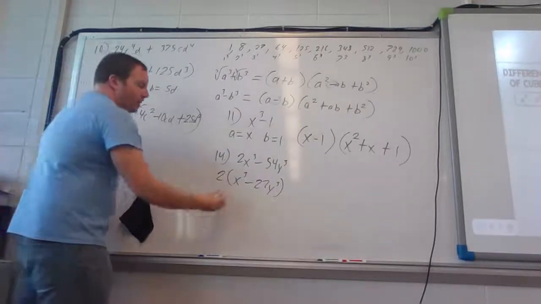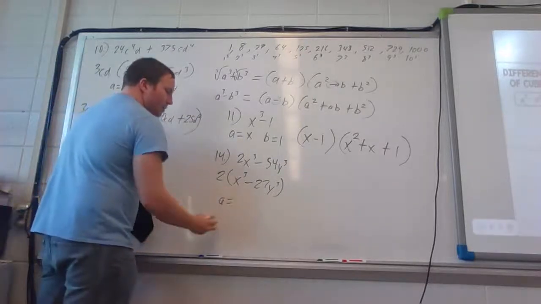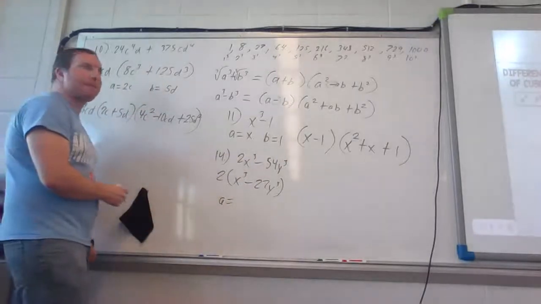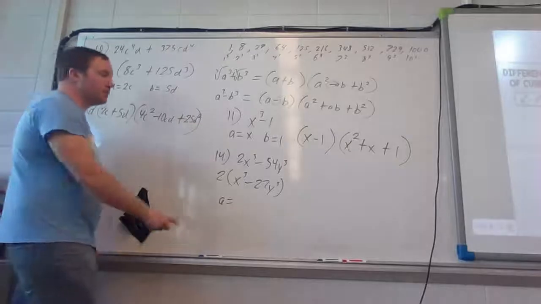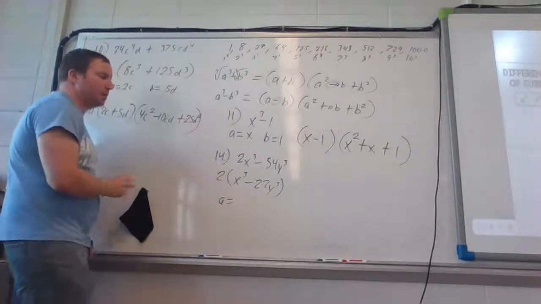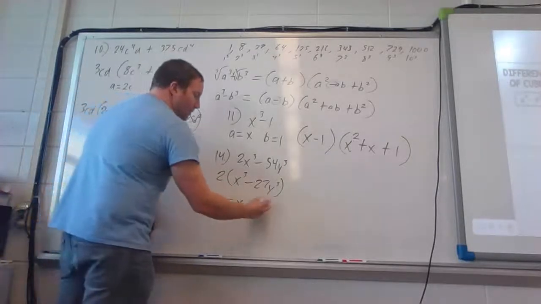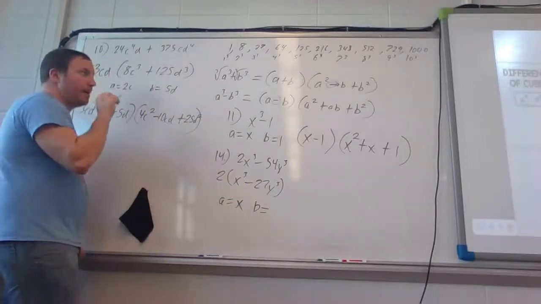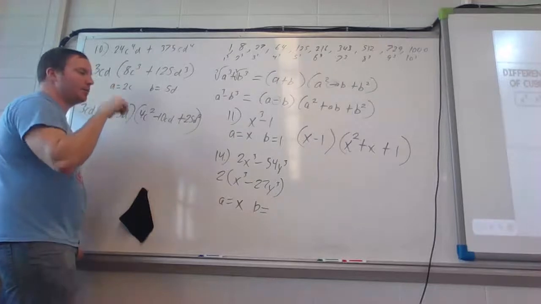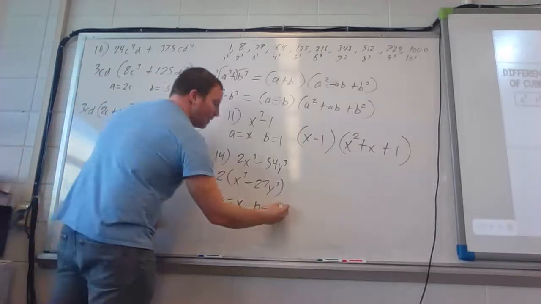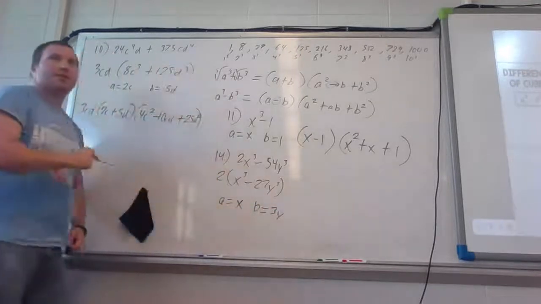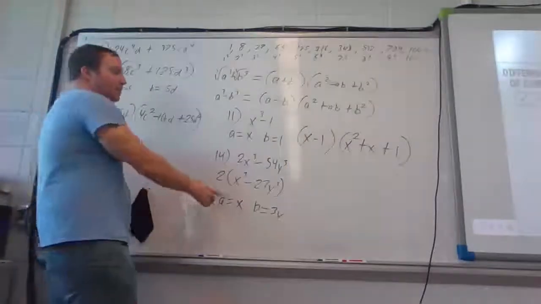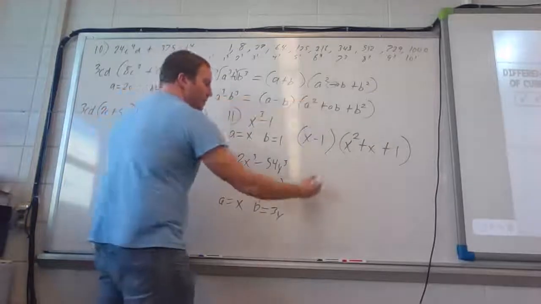So then what is our a value going to be? What is the cube root of x cubed? x. What is our b value? 3y. So very close. Okay, then we're going to take those and plug them right into our equation.